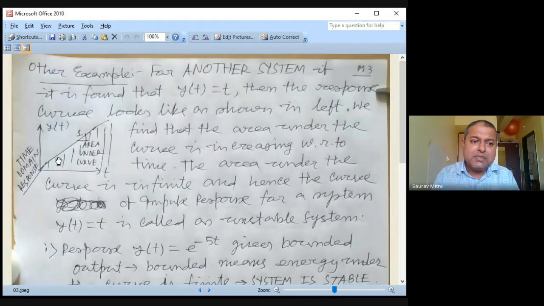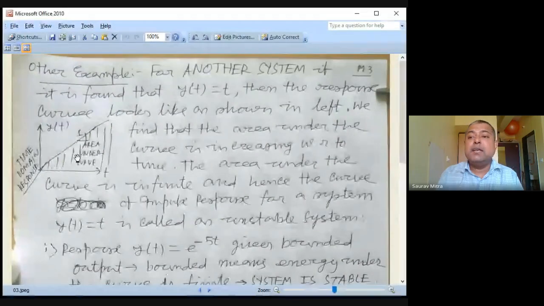So as time is increasing, y(t) is also increasing. At t is equal to 1, output y(t) is equal to 1. At t is equal to 2, output 2. At t is equal to 3, output 3. At t is equal to infinity, output is equal to infinity. What is the area under the curve? The area under the curve is going to infinite as time is increasing.